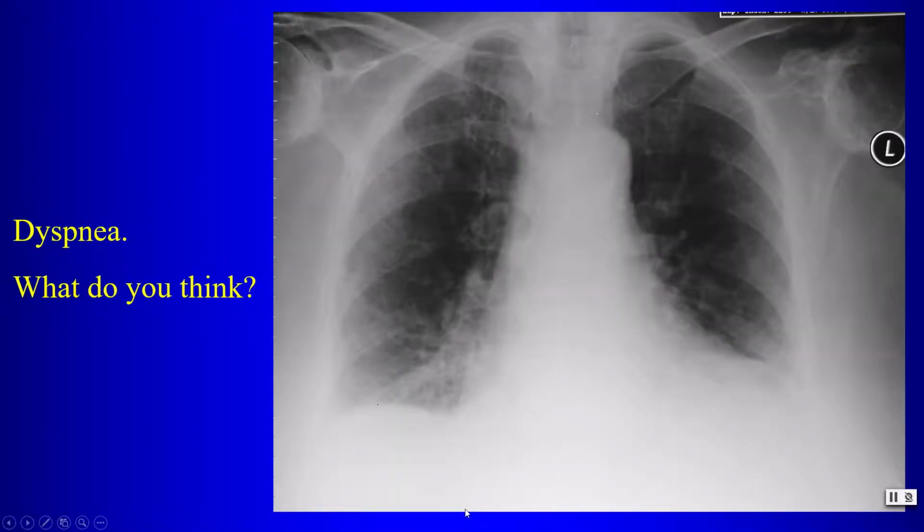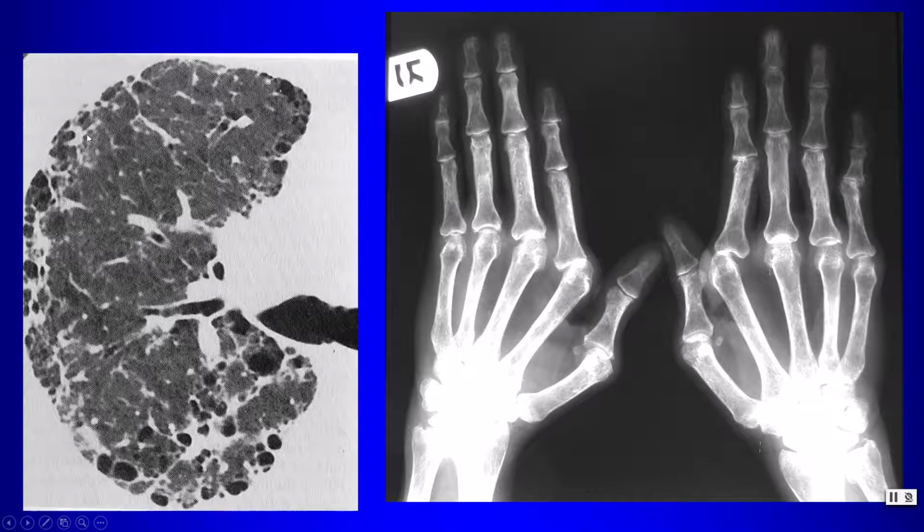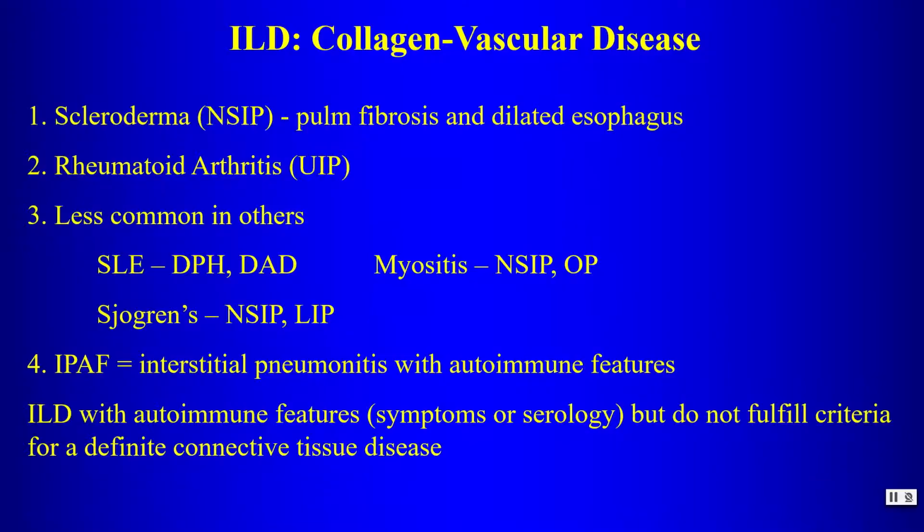Another patient who has interstitial lung disease, and if you look carefully at the chest radiograph, there is a clue here. Look carefully at the shoulders and you will see bilateral arthropathies, narrowing of the shoulder joints bilaterally. This is a patient with rheumatoid arthritis. So rheumatoid arthritis also can give you interstitial lung disease. This can be associated with a UIP pattern. So rheumatoid arthritis is another connective tissue disease that can give you pulmonary fibrosis.